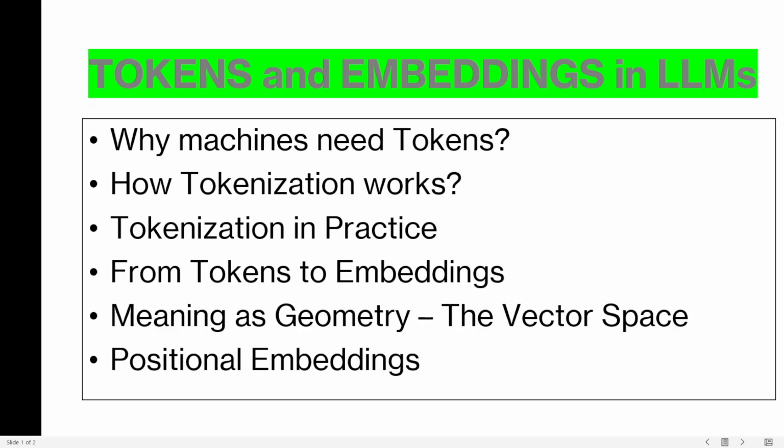The model has no inherent sense of order. Consider these sentences: the dog chased the cat, the cat chased the dog. Same words, completely different meaning, determined entirely by order. But if the model sees all tokens at once with no position information, these would look identical. So we need to inject information about where each token sits in the sequence.